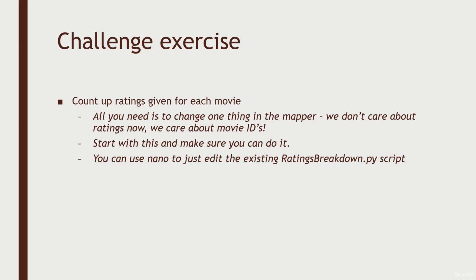Just go back and modify that script, the ratingsbreakdown.py script, to count up movie IDs instead of ratings. And that really should just be a one-line change, unless you want to take the time to actually change the name of the class or something. So go back to your virtual machine there and use Nano to edit the existing ratingsbreakdown.py script and see if you can do that. That's a good place to start and a very simple thing to do. Even if you're new to programming and new to Python, you should be able to pull that off.